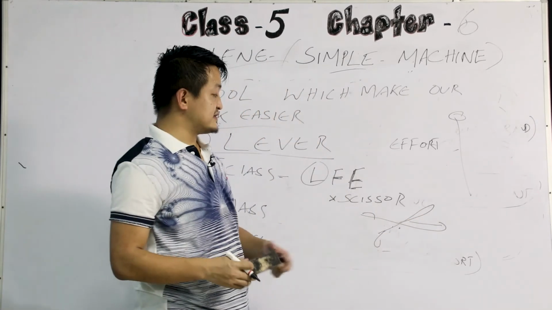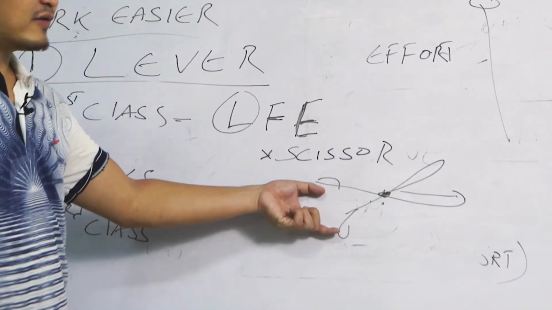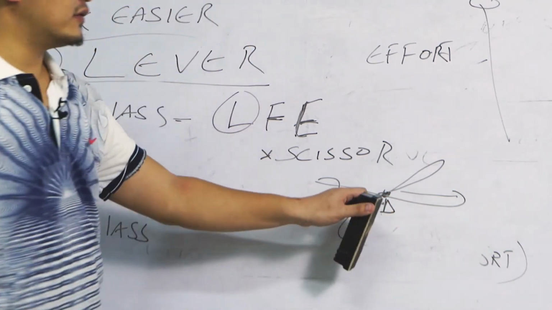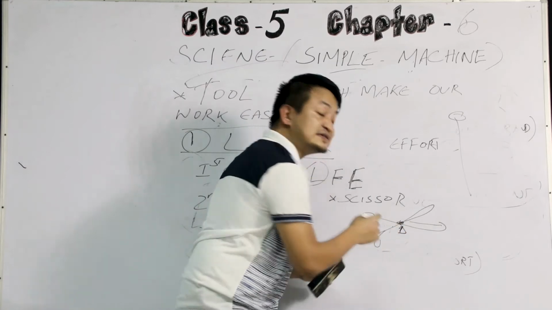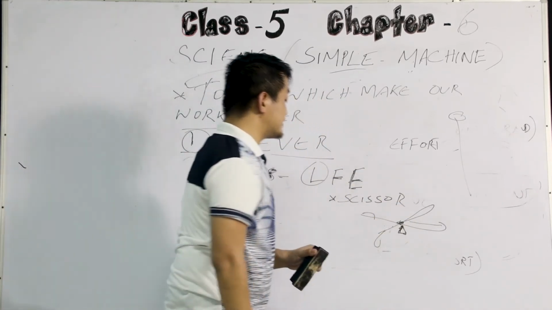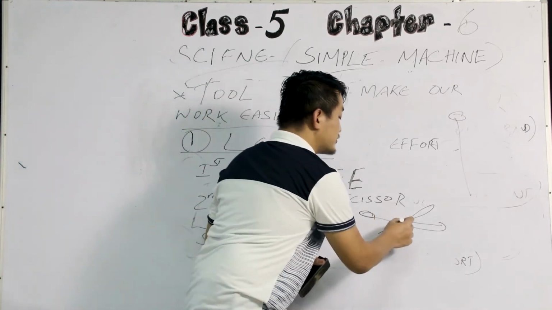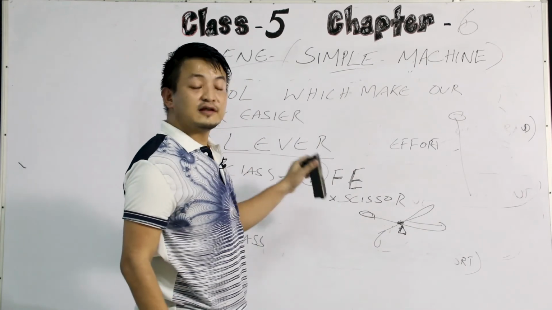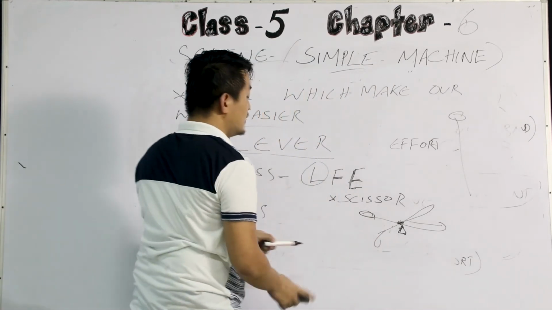Now this is a scissor, right? So we are applying the force here, right? The effort is here, and this is the point of support. Okay, whenever in a machine, if the point of support is in the center and the effort and the load are on the opposite side, then that is a first class lever. Okay, first class lever.